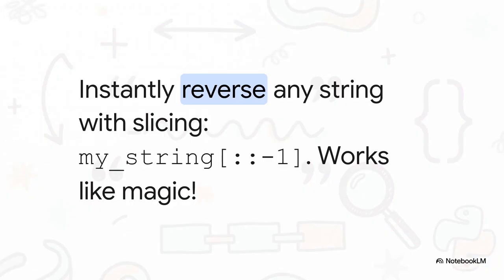And now for a magic trick. You're going to love this one. Want to reverse an entire string in less than a second? You just use this slicing trick. MyString, square brackets, colon, -1. That's it. It works just like those cool reverse effect videos you see on Instagram. Your teacher will be so impressed.